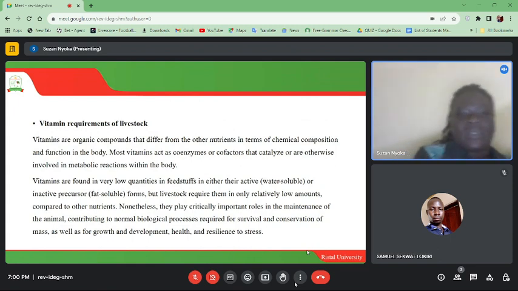Vitamins are found in very low quantities, that is the fat soluble forms, and livestock require them in only relatively low amounts compared to other nutrients. Nonetheless, they play critically important roles in the maintenance of the animal, contributing to normal biological processes required for survival and conservation of mass, as well as for growth and development, health, and resilience to stress.